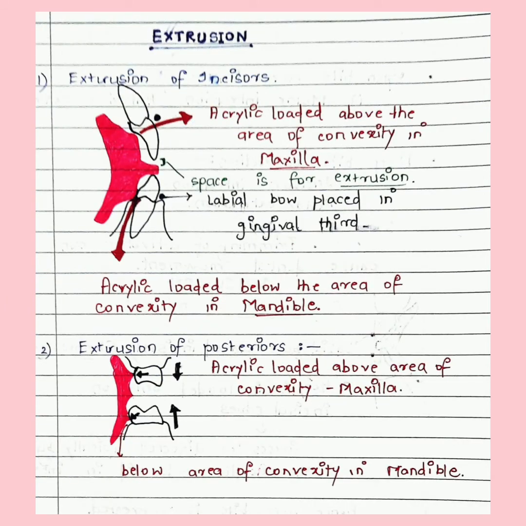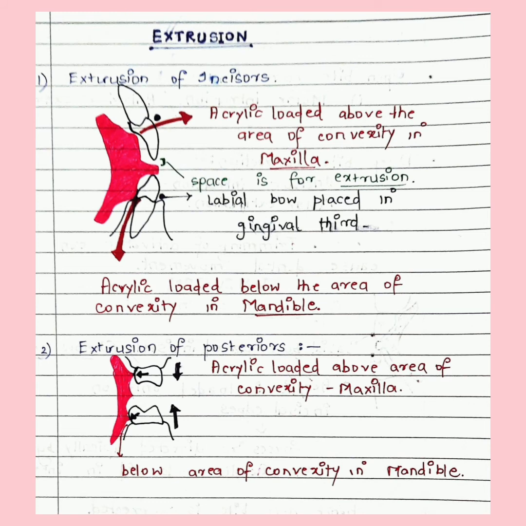Now, trimming of the activator for extrusion of incisors. Remember, we did extrusion of incisors in open bite cases. Since there was an open space between the incisors, there was no overlapping, so we wanted to take the incisors down or extrude them. So the acrylic is loaded above the area of convexity in the maxillary anteriors, as you can see here in the diagram on the lingual surface. Then some space is kept between the teeth and the acrylic for extrusion, and the labial bow is placed in the gingival third. Whenever we want to extrude any tooth, we place the labial bow in the gingival third. And the acrylic is loaded below the area of convexity in the mandible.